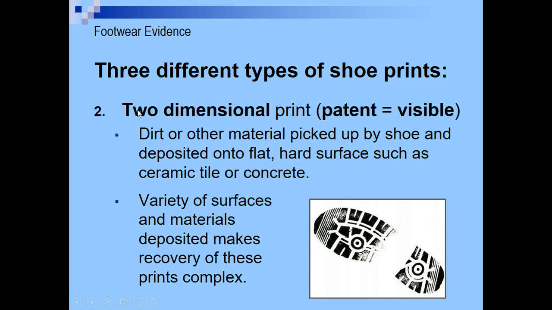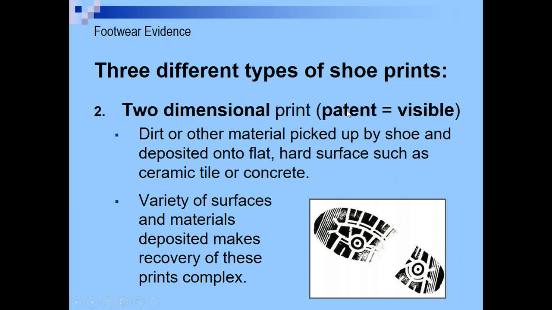You might encounter what's known as a two-dimensional print, something that's left on a hard surface like tile or concrete or glass, a wall, whatever would not be soft enough to let the shoe sink down into that surface. So again, this is made on a hard surface. The more scientific way of discussing a two-dimensional print is to use the term patent print.